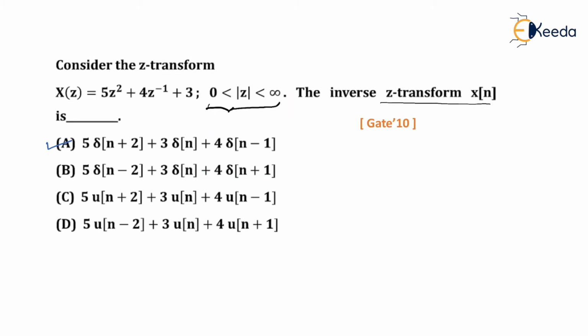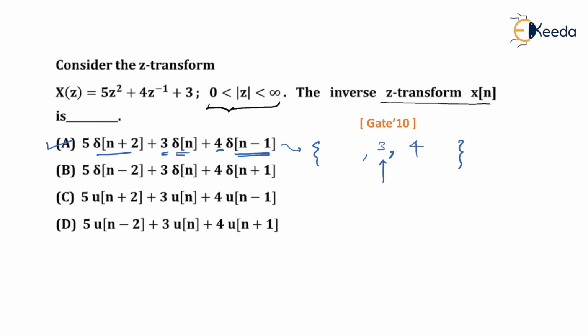I'm sure you understood how to handle this. In fact, if this is the answer, you can also write it in sequence form. We have learned this. Del of n is always present at n equal to 0. So at n equal to 0, the magnitude is 3. Then if they are saying del of n minus 1, we know that impulse signal, when I say del of n minus 1, it is present at n equal to positive 1. So at n equal to positive 1, it has got magnitude as 4.